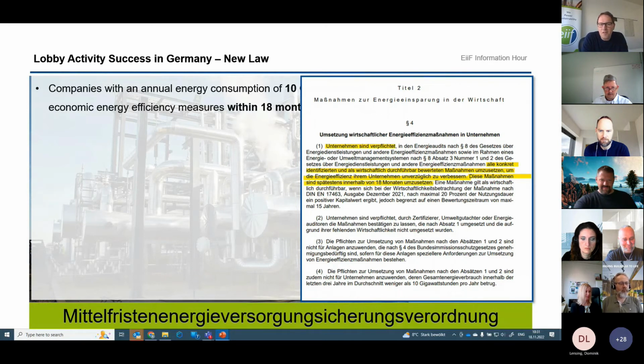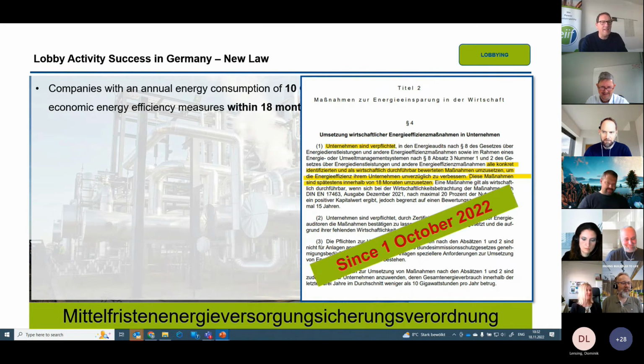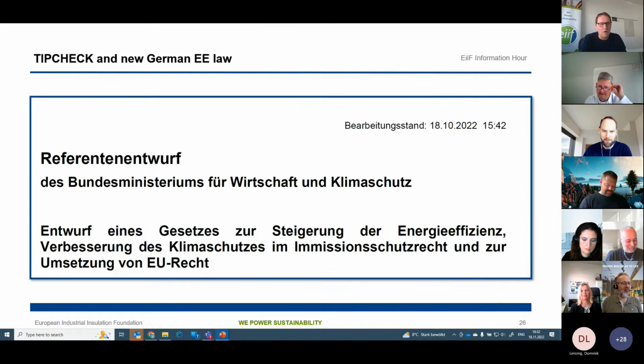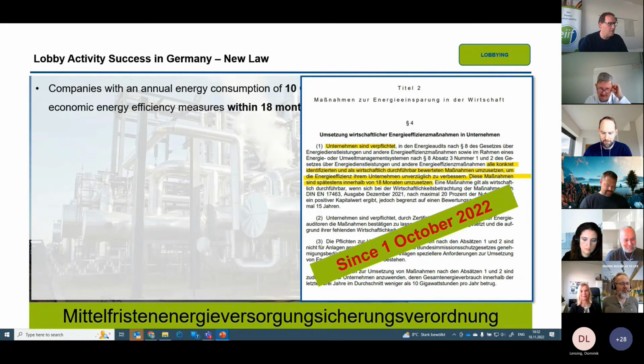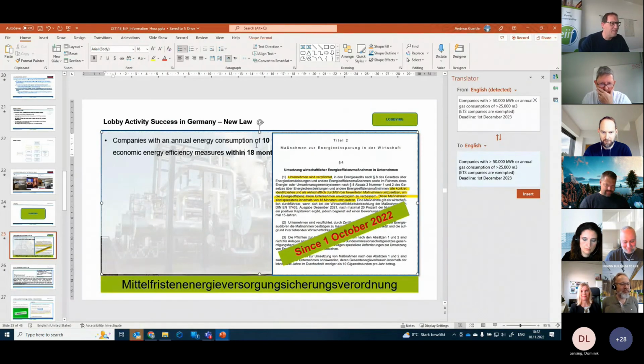Mittelfristen-Energieversorgungssicherungsverordnung. I don't think that anyone else in Europe can create a word monster like that, but the Germans, we can do that. It's always a highlight in the presentation to do that. At the Global Insulation Conference, the last question was if I could repeat the name of this law once more. I won't do it now, but just to give you a quick idea, it's active since 1st of October of 2022, and there happened something to my slide.